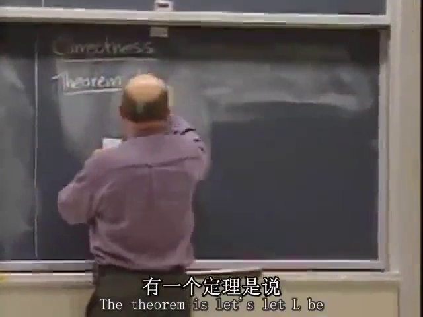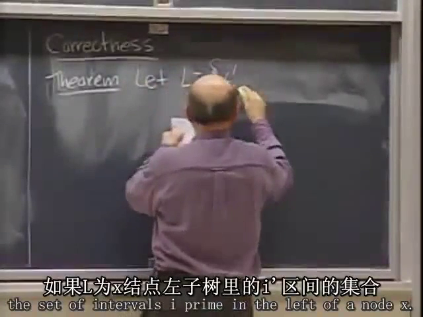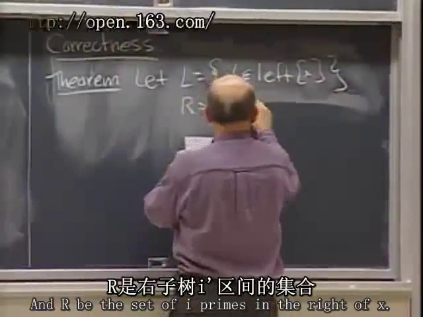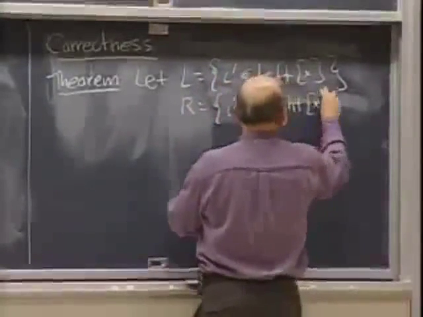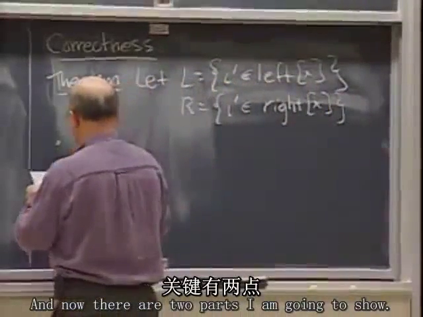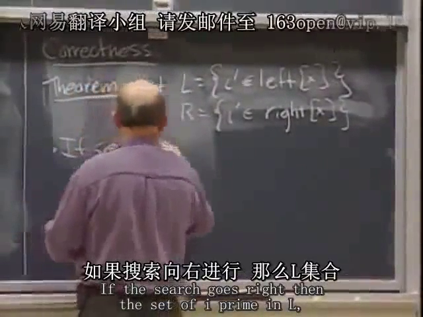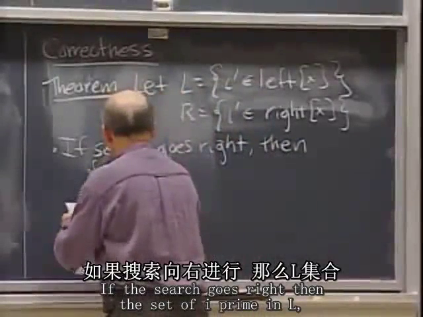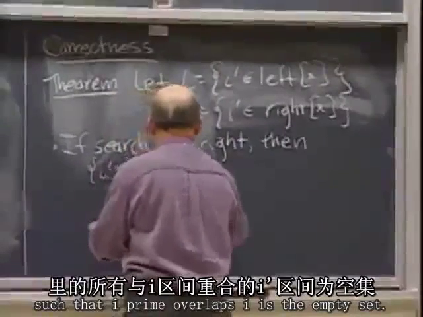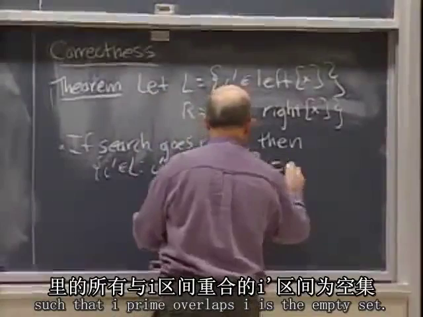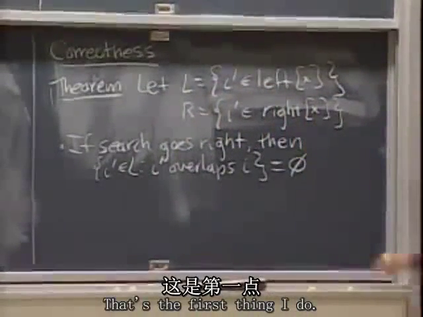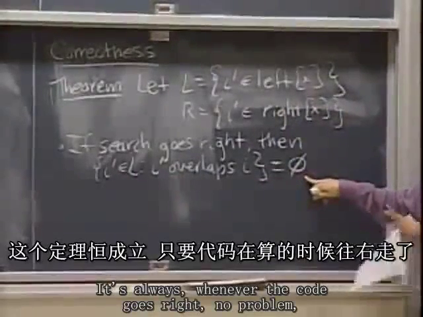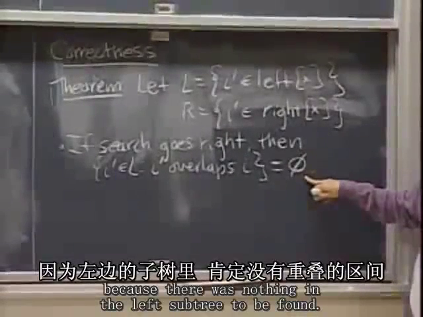The theorem is, let L be the set of intervals I prime in the left of a node x, and R be the set of I primes in the right of x. Now there are two parts I'm going to show. If the search goes right, then the set of I prime in L such that I prime overlaps I is the empty set. That's the first thing I'm going to show. So if it goes right, then there's nothing in the left subtree that overlaps. So whenever the code goes right, no problem, because there was nothing in the left subtree to be found.